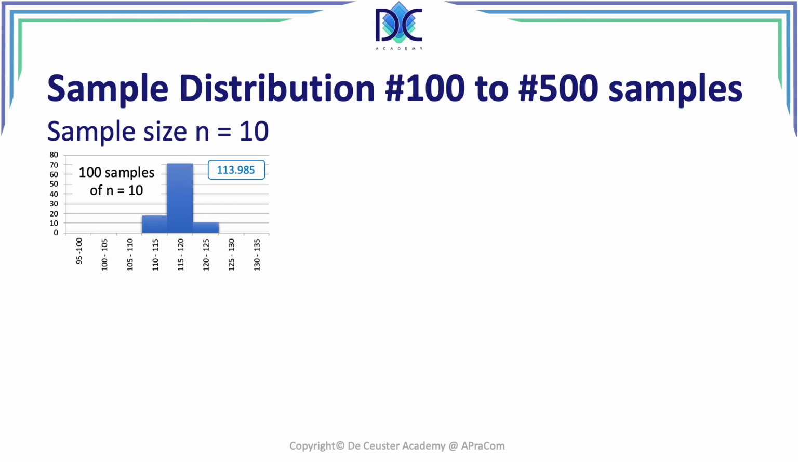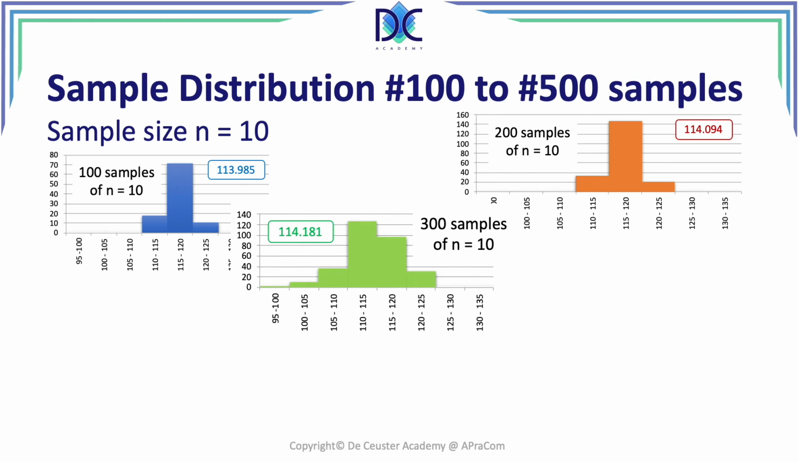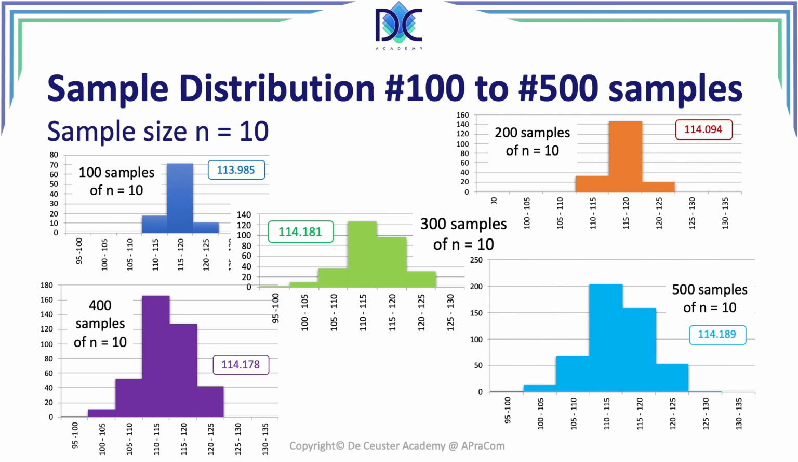So we have 100 samples that we did, and we find an average of 113. With 200 samples we find 114. When we have more samples, we find 114.181, 114.178 when we have 400 samples, and when we have 500 samples, we find 114.189. And we see that the average is moving towards 114. So we're going closer to an average of the population, which is 114.